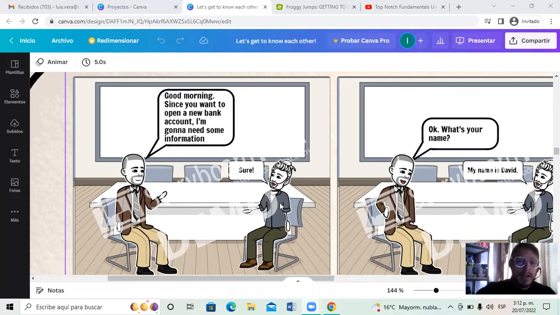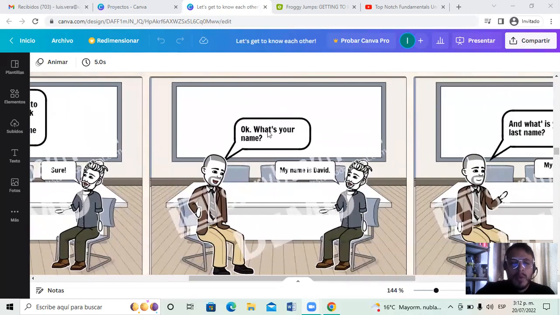¿Y qué necesitamos para esto? Cuando vamos al banco seguramente nos van a pedir información personal. Entonces la idea es que podamos y estemos al tanto de cómo dar esta información personal, pero también cómo solicitarla. So let's pay attention to the different possible questions.